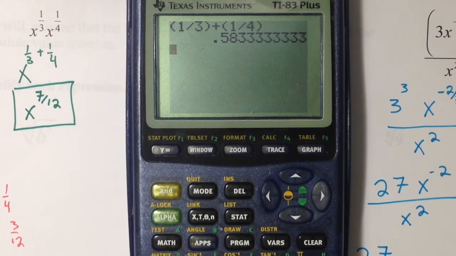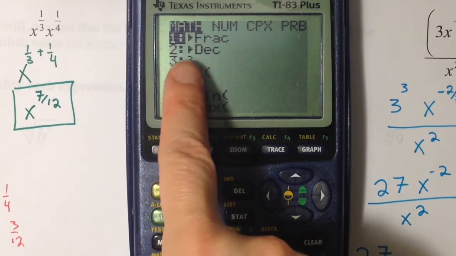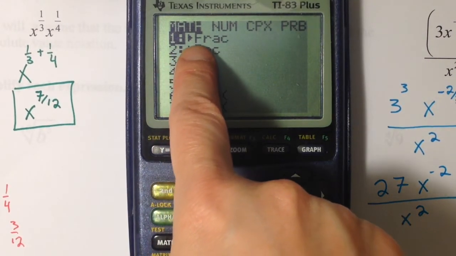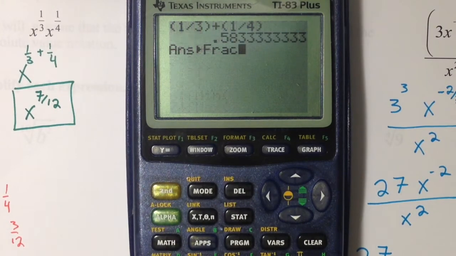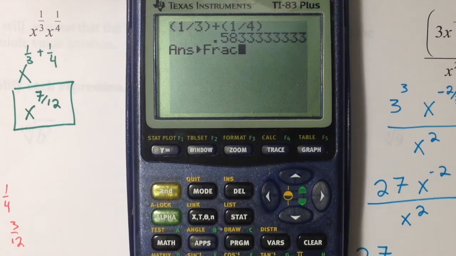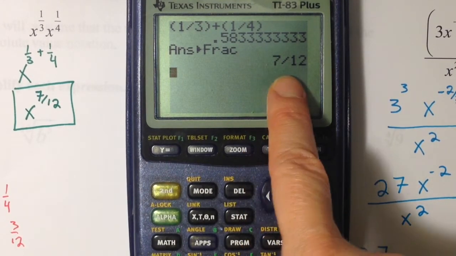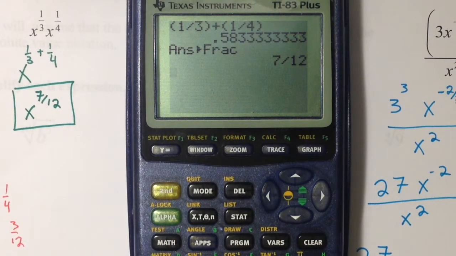Now that's not something that I instantly recognize as 7/12, but you can use this math key to get to something that will allow you to turn it into a fraction. Math takes you to a menu. The very first option is to fraction. Hit enter. Now it's going to take your previous answer and turn it into a fraction as soon as you hit enter. And sure enough, it tells me that my answer is really 7/12. So again, if you're feeling uncomfortable doing some of this fraction addition, feel free to use your calculator.